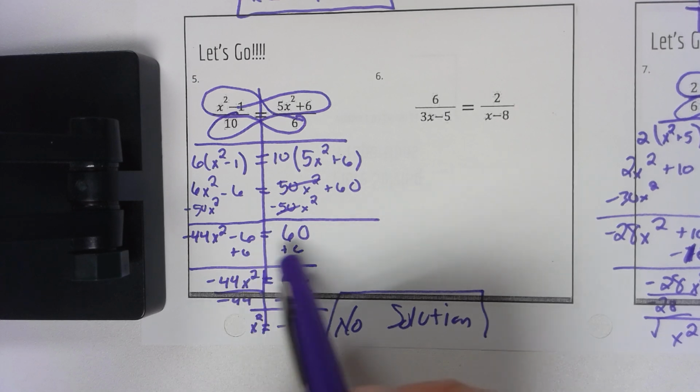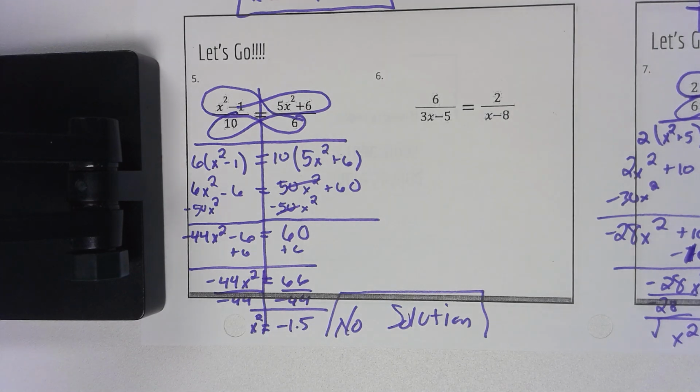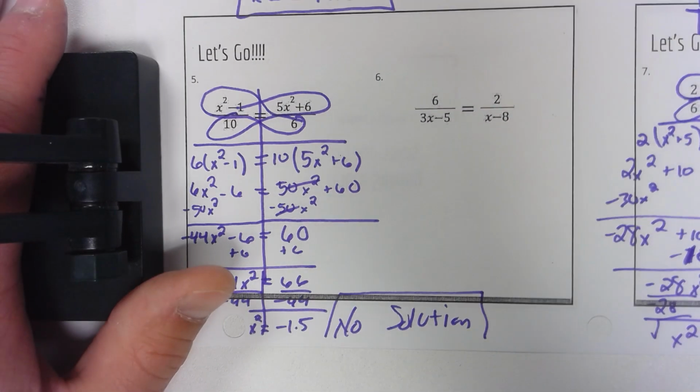Then I'm going to add the 6 to both sides. So I have negative 44x squared equals 66. Dividing both sides by negative 44 gets x squared equal to negative 1.5. And we cannot square root that negative, so that is no solution. Okay, square rooting a negative is not a real number.